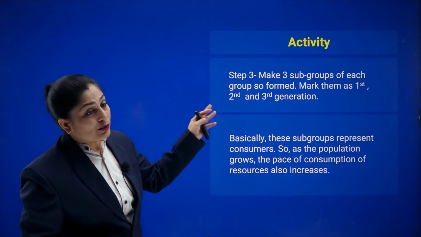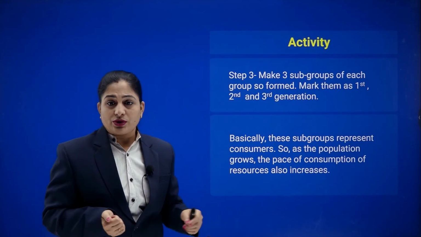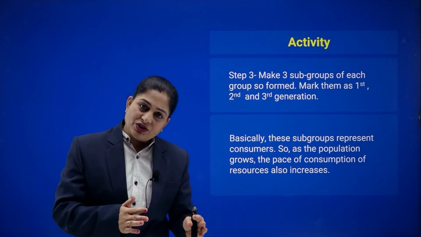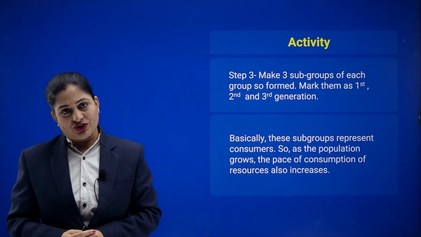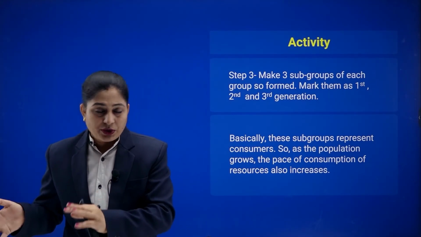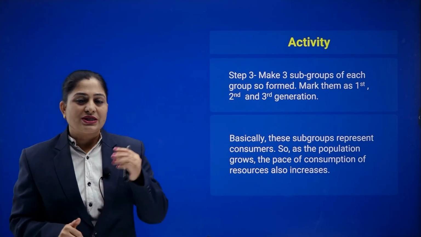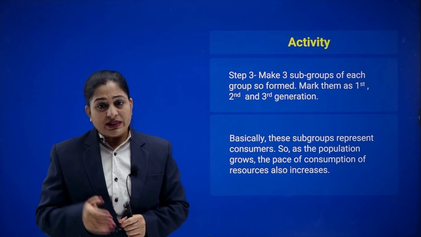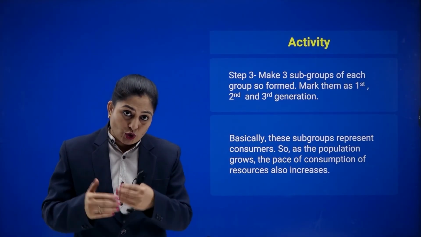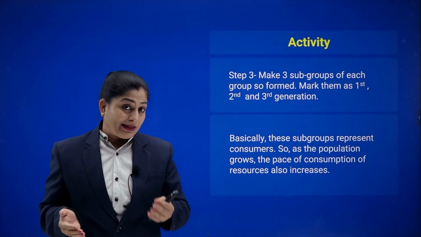Now make 3 subgroups, that means each group so formed is further divided into subgroups, and you can mark them as group 1, group 2, group 3, or first generation, second generation, third generation. Basically, these subgroups are nothing but the consumers. That means we are consuming those items continuously, and if the number of items is very limited, they get exhausted easily.